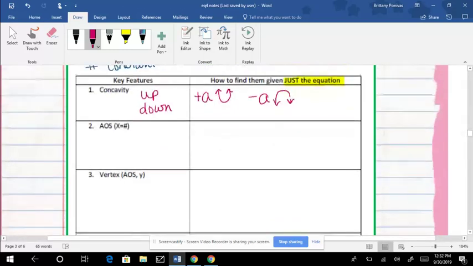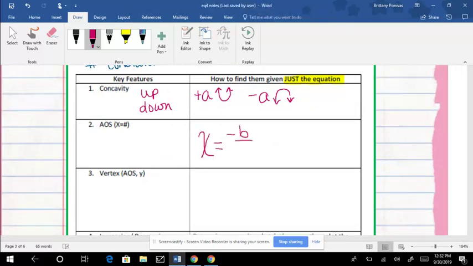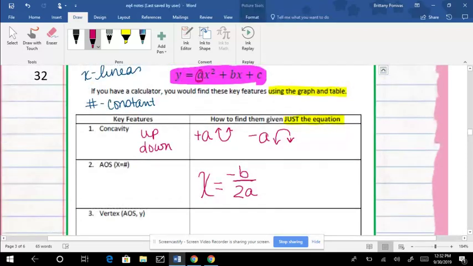Your axis of symmetry. In standard form, to find this, you have to know this equation. X equals negative b over 2a. It's a fraction. Negative b over 2 times a. The b and the a represent the numbers from the equation that you were given. So you plug those in. You would plug b in on top and a in on bottom, and you would calculate your axis of symmetry.